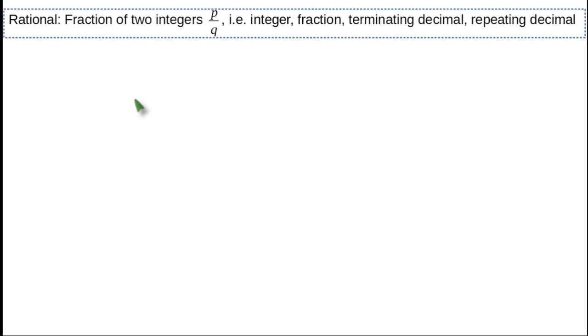Let's first define what a rational number is. A rational number is any number that can be expressed as a fraction of two integers in the form of p over q. So integers, fractions, terminating decimals, and repeating decimals can all be expressed as a fraction of two integers. So they are all rational numbers.